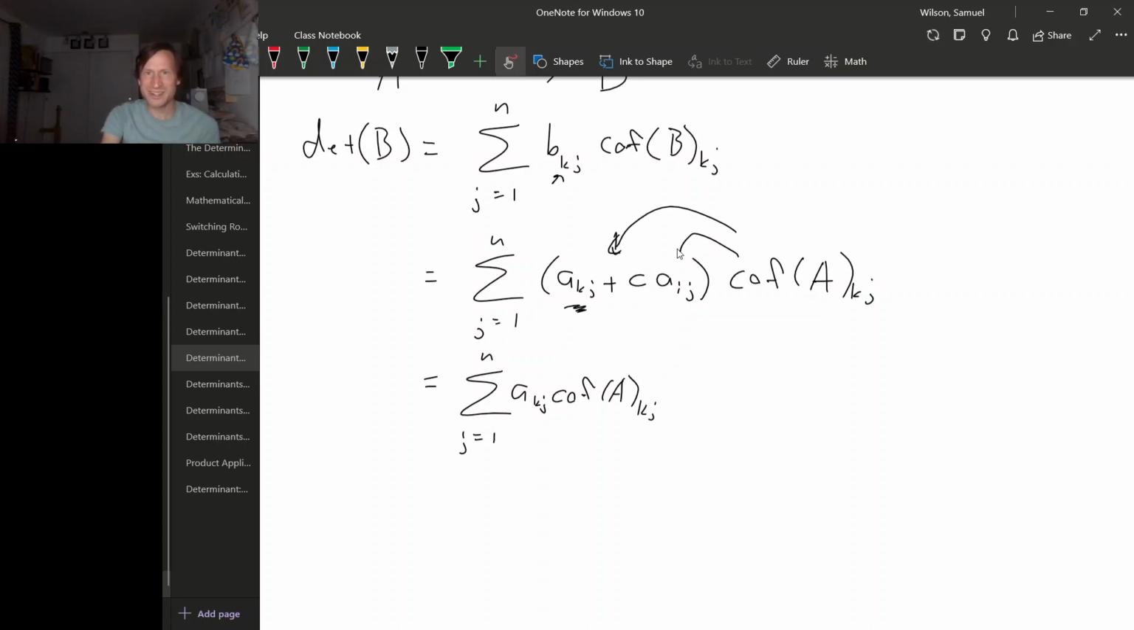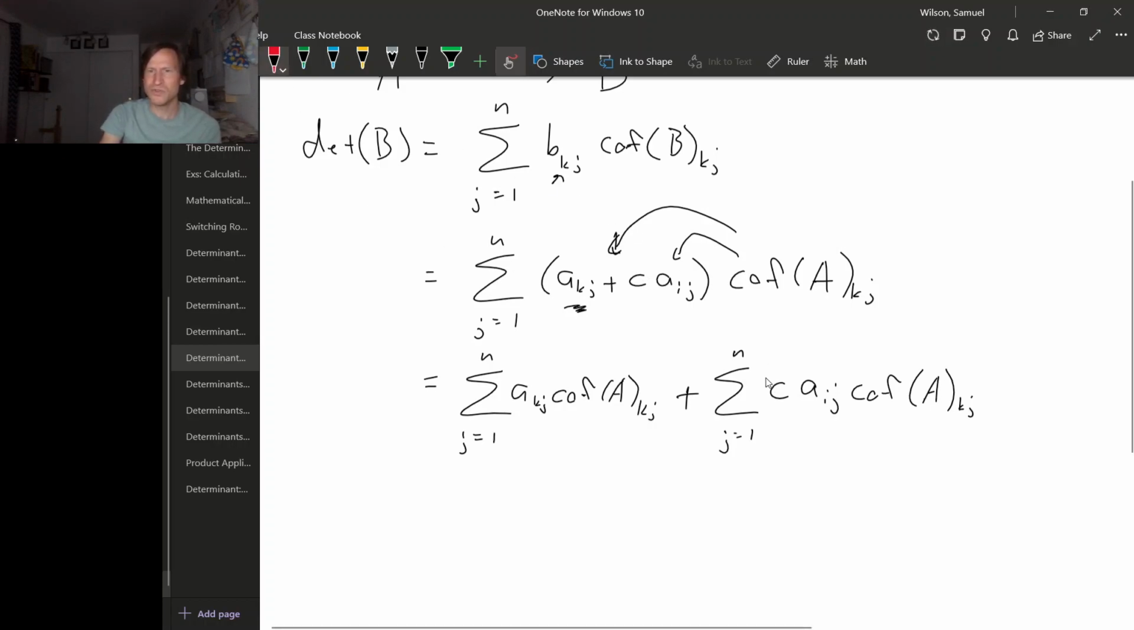When we distribute to this c a_ij term, we get plus the sum from j equals 1 to n of c a_ij times the cofactor of a_kj. Now we can move this c outside here.